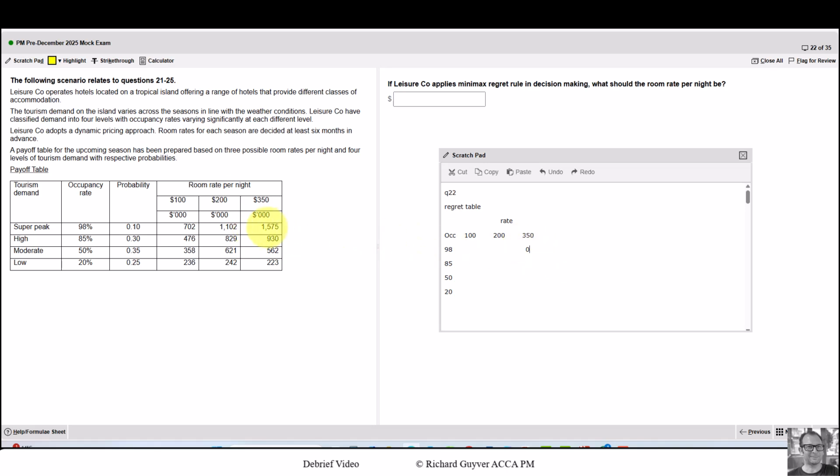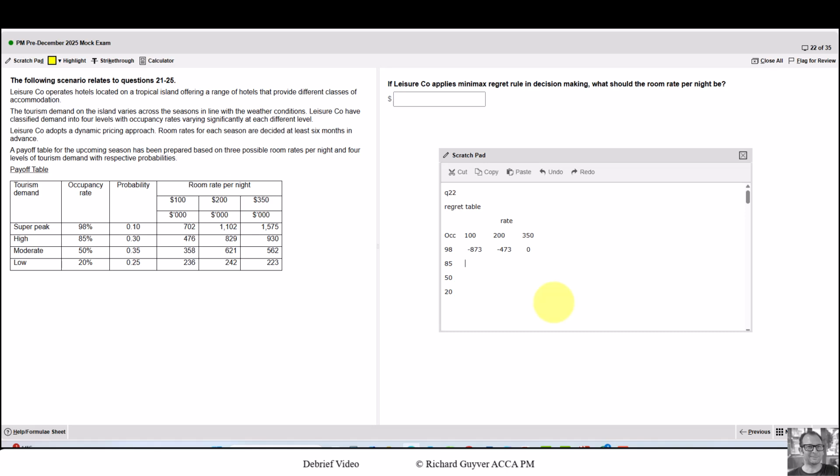And then we compare this 1575 to the other 2 outcomes. So had we chosen 200 and demand was super peak, this is our revenue, so our regret is the difference between this cell and this cell. And then similarly, if we'd chosen 100, our regret is the difference between this cell and this cell. And then we have our first line of our regret here, with this being the biggest regret, this being no regret, and this being in the middle.